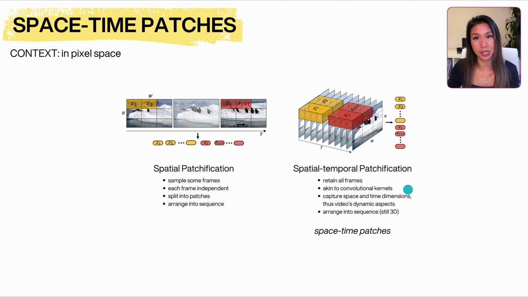Spatial temporal patchification, on the other hand, carves a patch in space and time. You can see here how all the frames are being retained, which means the element of time is being respected and accounted for. And by capturing dimensions in space and time, you're thus allowing the patches to retain all that dynamic information from the video. You'll then take these 3D patches and then arrange it into the sequence. And even though the sequence is long vertically, it's still going to be a three-dimensional element. So what this patchification does here is create space-time patches.